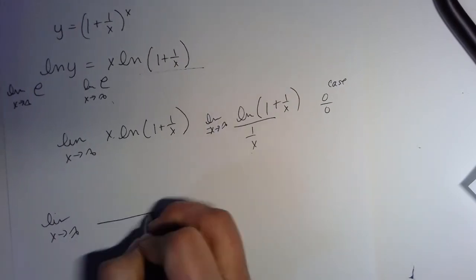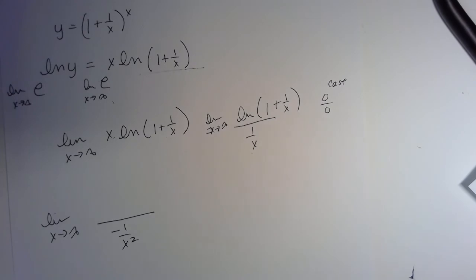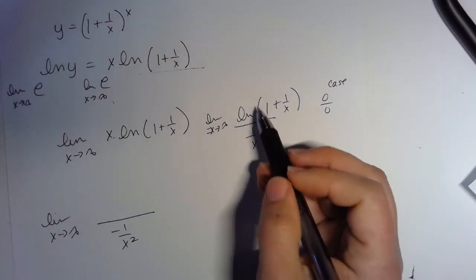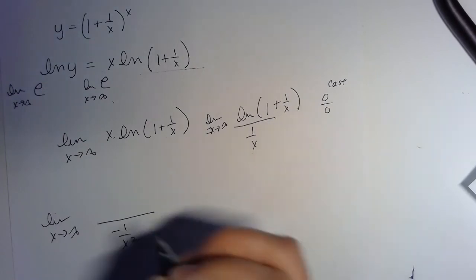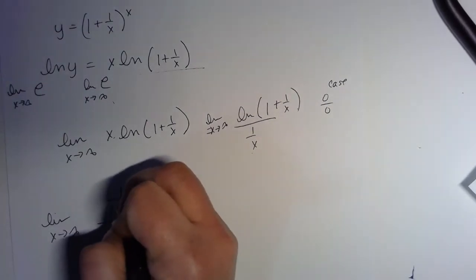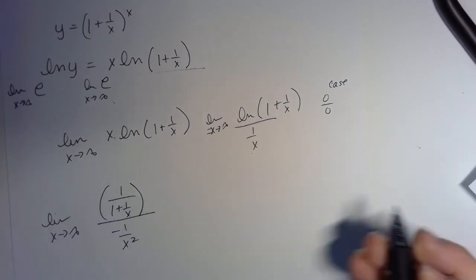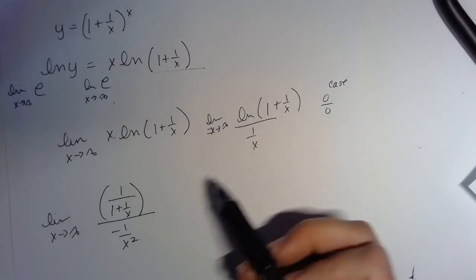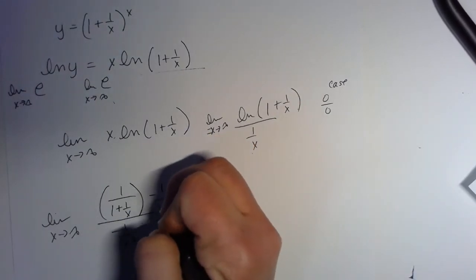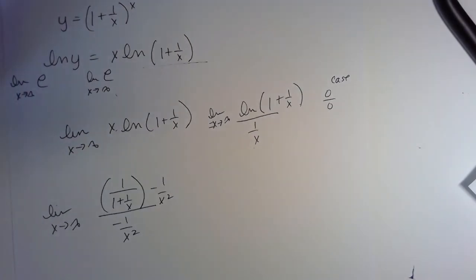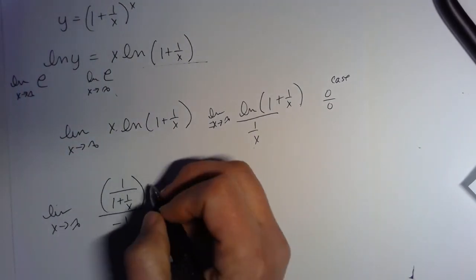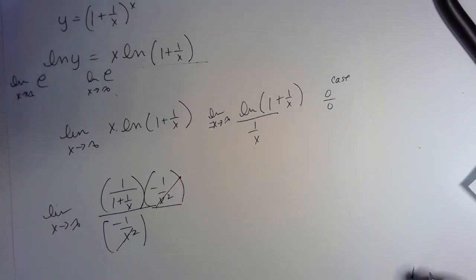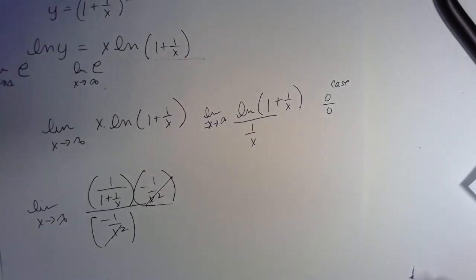So the limit as x approaches infinity. The denominator is the easy part, that's negative 1 over x squared. For the numerator, remember the derivative of the natural log is always 1 over the thing times the derivative of the thing. So this is 1 over 1 plus 1 over x, times the derivative of the inside. The derivative of 1 is 0, and the derivative of 1 over x is negative 1 over x squared. How beautiful. It's all multiplication, and these are exactly the same, so I can cancel them. Multiplication, I can do that. Addition and subtraction, I cannot.